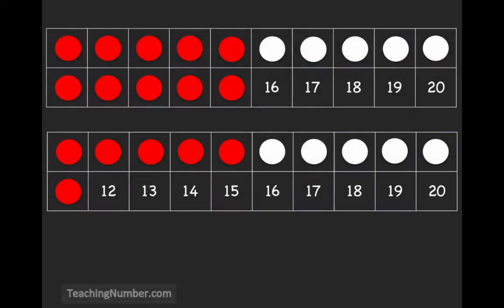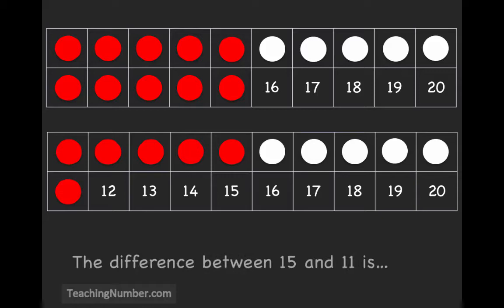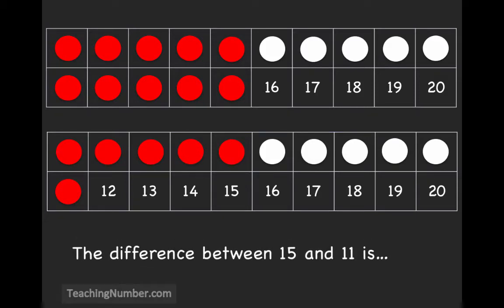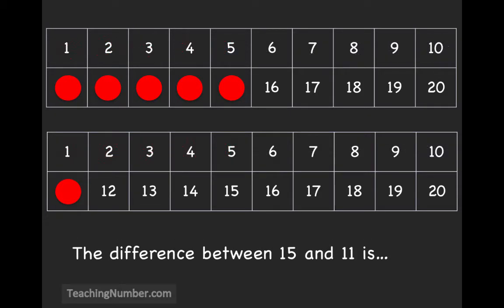We can use this strategy whenever we are looking for the difference between two numbers that contain a 10. For example, if we are looking for the difference between 15 and 11, we can remove the tens and see that it will be the same as the difference between 5 and 1. When we take out what is the same in 5 and 1, we know that that difference will be 4.